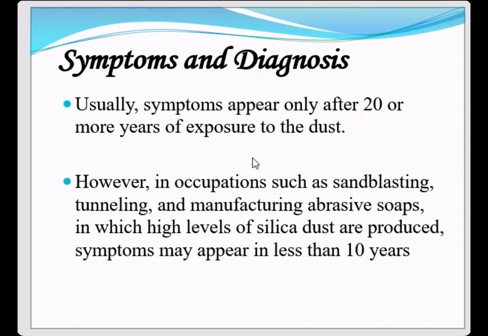Usually, the symptoms appear only after 20 or more years of exposure to silica for chronic silicosis. But in some occupations with a high level of exposure to silica dust, not for quite a long time, the symptoms may appear in less than 10 years. So it depends on the exposure time and the exposure concentration of the silica dust. The symptoms are different.